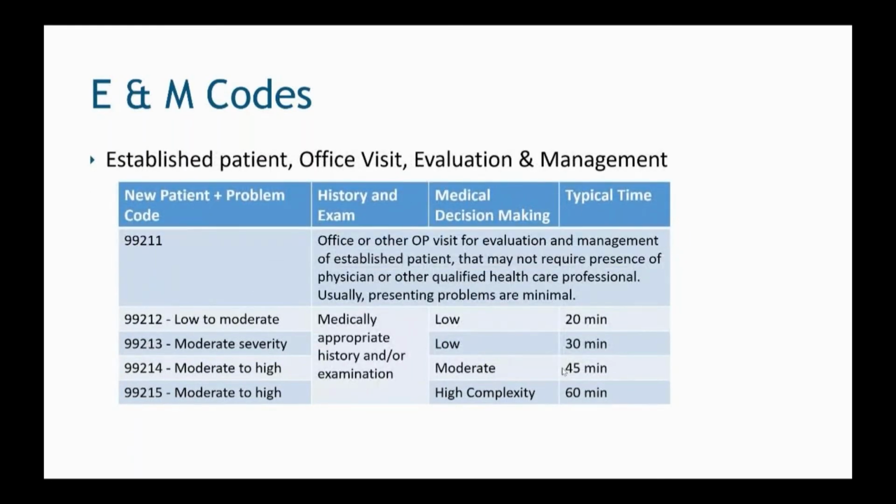Now the other set of E&M codes end in 11, 12, 13, 14, or 15, and this is for an established patient visit. And again, how do you select 11, 12, 13, 14, or 15? It depends on the medical decision making, low, moderate, or high complexity, or on the typical time you spent, 20, 30, 45, or 60 minutes. The higher the level of E&M code, generally the higher the level of reimbursement.